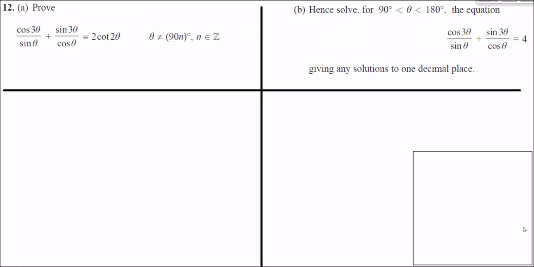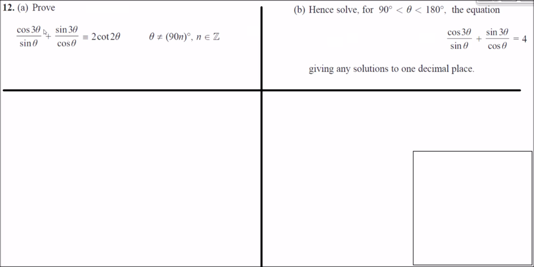Question 12, you need to prove this trigonometric identity. Cos 3 theta over sine theta plus sine 3 theta over cos theta equals 2 lots of cot 2 theta. We've got this restriction on theta. It can't be equal to 90 multiplied by n. Otherwise, that would give a denominator equal to 0, which wouldn't be defined. So that's why the restriction's here.